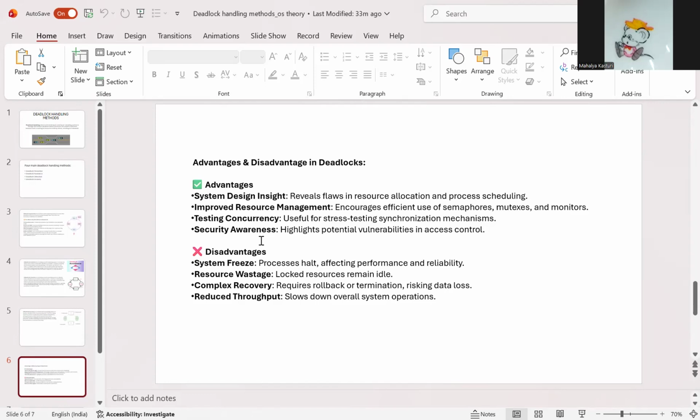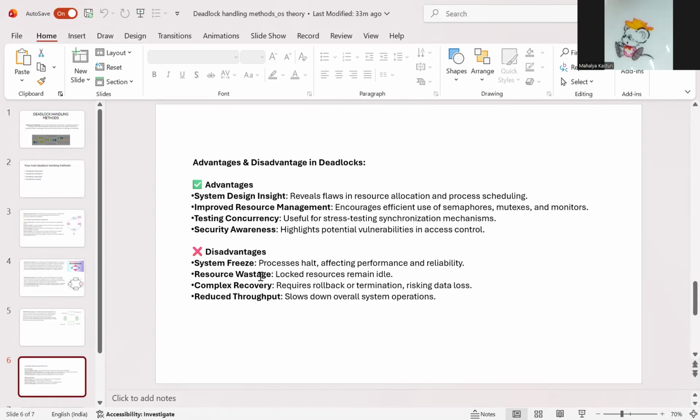Then security awareness. For example, finding out who can lock or unlock certain files or data in a shared system, in your personal PCs or computers. Then coming to the disadvantages, a system freeze.